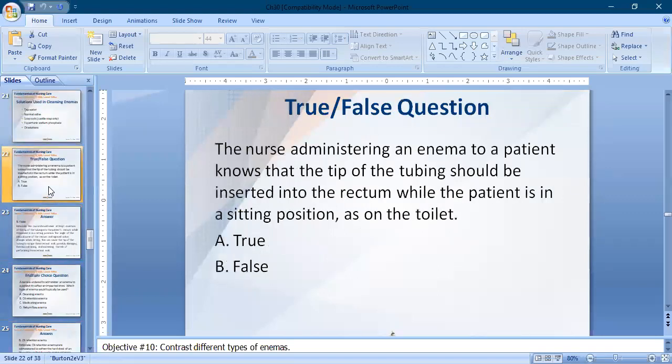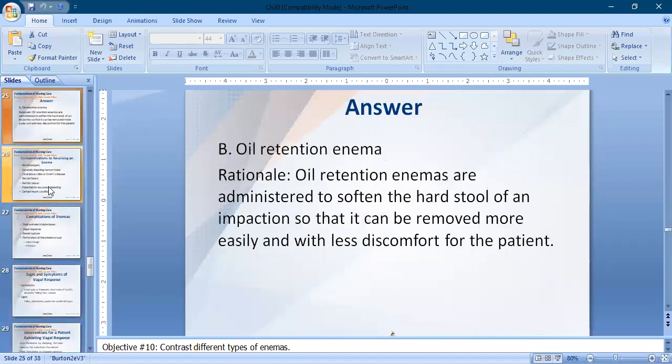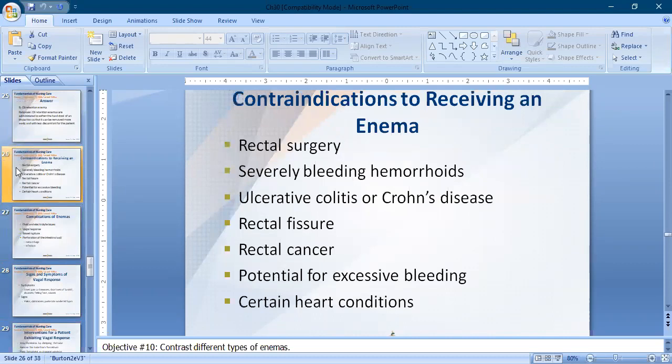And here, one of the questions we left, when you have time, you can read it. Now, some contraindications. So in what conditions do we not give the enema? Basically, if the patient has any kind of rectal bleeding, rectal fissure, or rectal cancer, we do not give an enema. If the patient has ulcerative colitis, GIT disease, or Crohn disease, we do not give an enema.